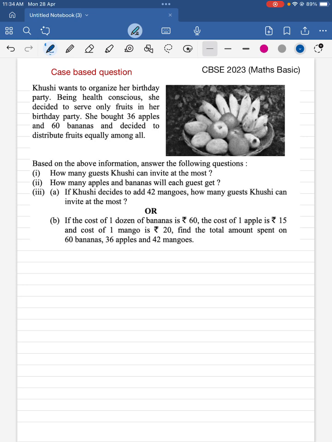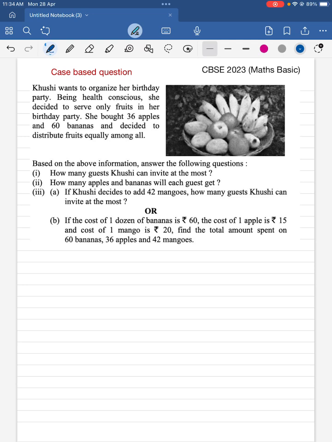Today we have a fun math story all about Khushi's birthday party, and this is a case-based question from the CBSE 2023 Maths Basic paper. Okay, so it's all about Khushi's birthday party and she decided to keep it super healthy, only fruits for her guests. So let's dive into the problem and solve it together.